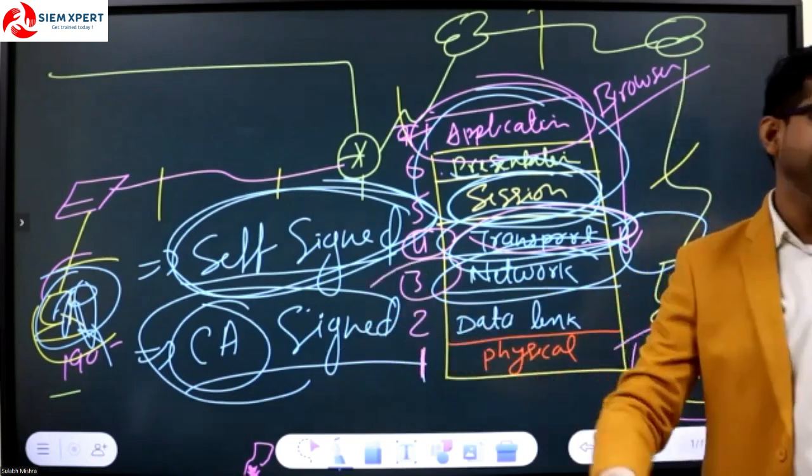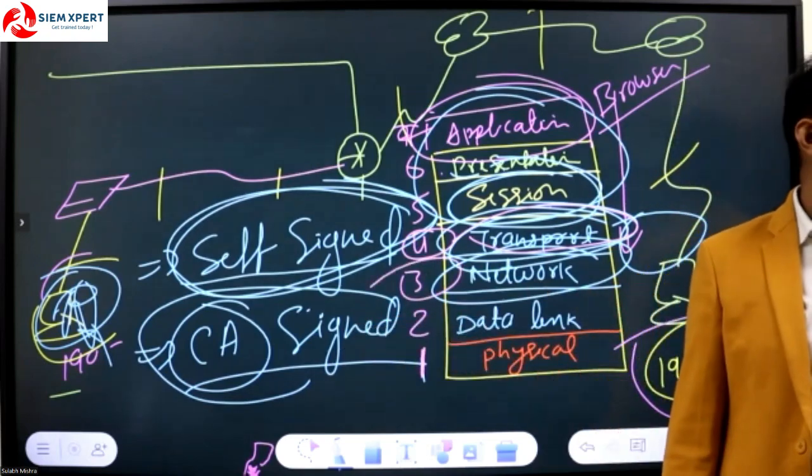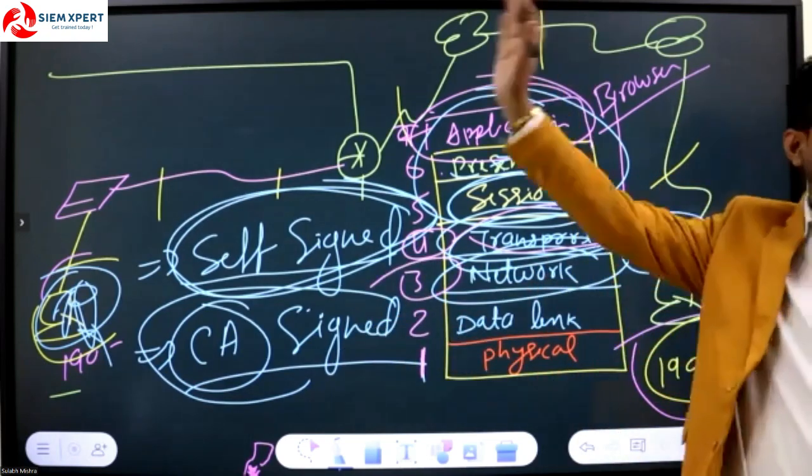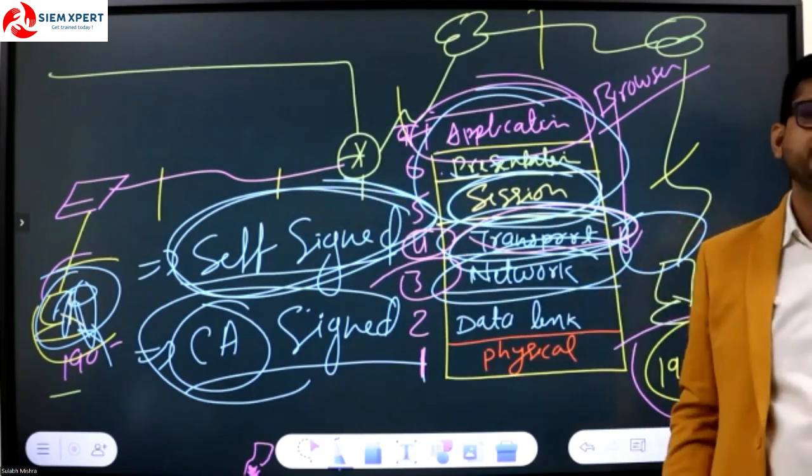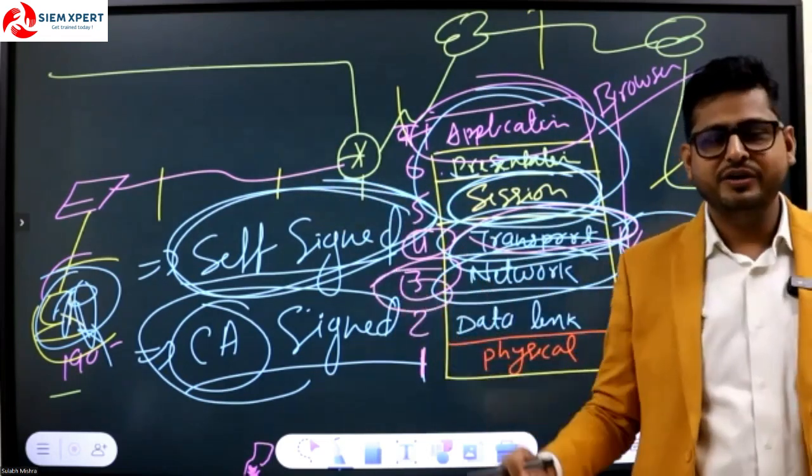Network: any device like a router comes under the network layer. Based on the IP address, it will route the traffic. That comes under the network layer.